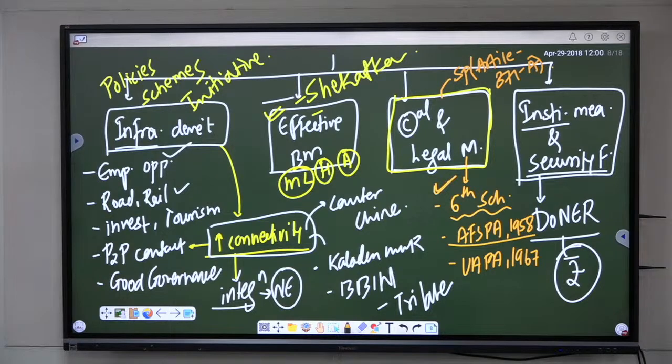Next, write constitutional and legal measures. Effective implementation of the Sixth Schedule, Armed Forces Special Powers Act, UAPA, Unlawful Activities Prevention Act 1967, Article 371A, special provisions wala, etc. are essential.